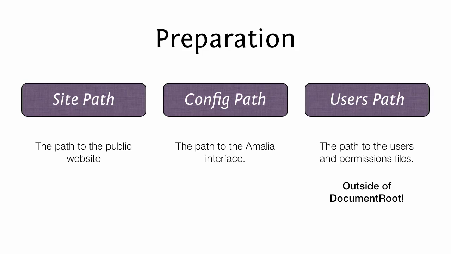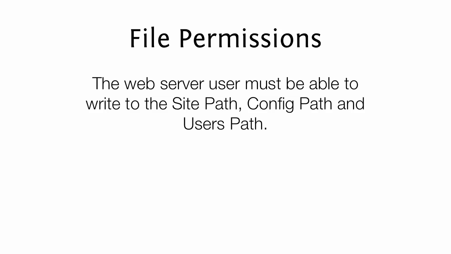Once you've worked out where your site path, config path and users path are going to be, and created them, you need to be aware of the file permissions. Amalia doesn't use a MySQL database. In fact, it doesn't use a database at all. It's all plain text files. This means that the user account under which the web server runs has got to be able to write to the site path, config path, and the user's path. I'll show setting up these permissions a bit later on.